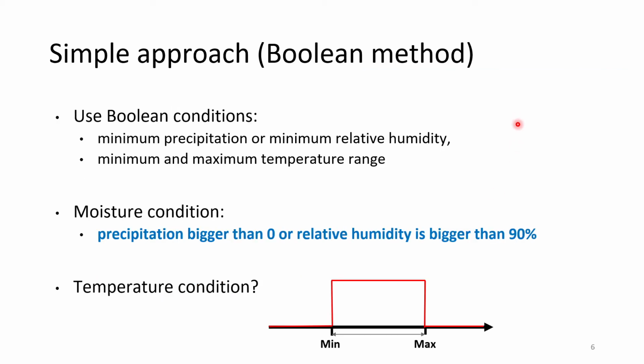So, first of all, our simplest approach is a Boolean method where we take the moisture part and a temperature part. The moisture condition is a precipitation bigger than 0 or the relative humidity is bigger than 90%. But what about the temperature condition? We need a minimum and a maximum range to identify what is suitable and what's not.